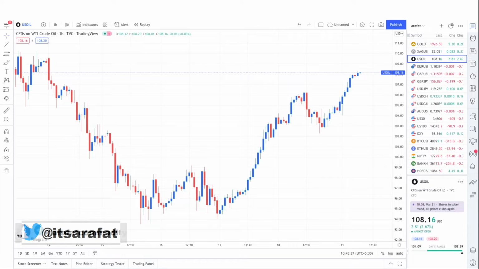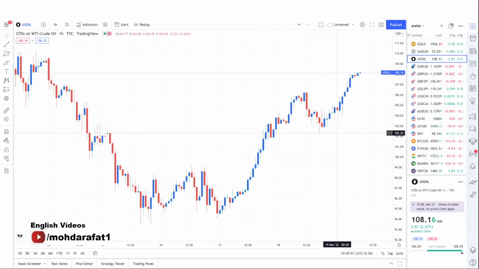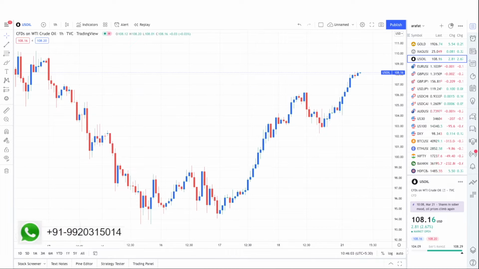This is crude oil. It made a low around 104. Currently trading at 108, almost at the highest point of the day. Finally, crude oil is showing bears how to get away from selling. Last week it made a low around $94 and currently it is trading at $108. It is in a very bullish zone, so trade accordingly.